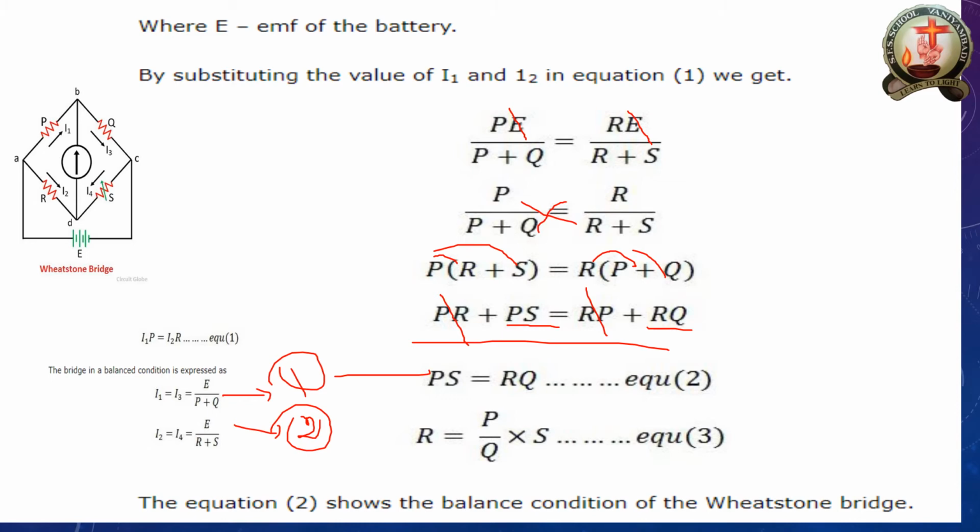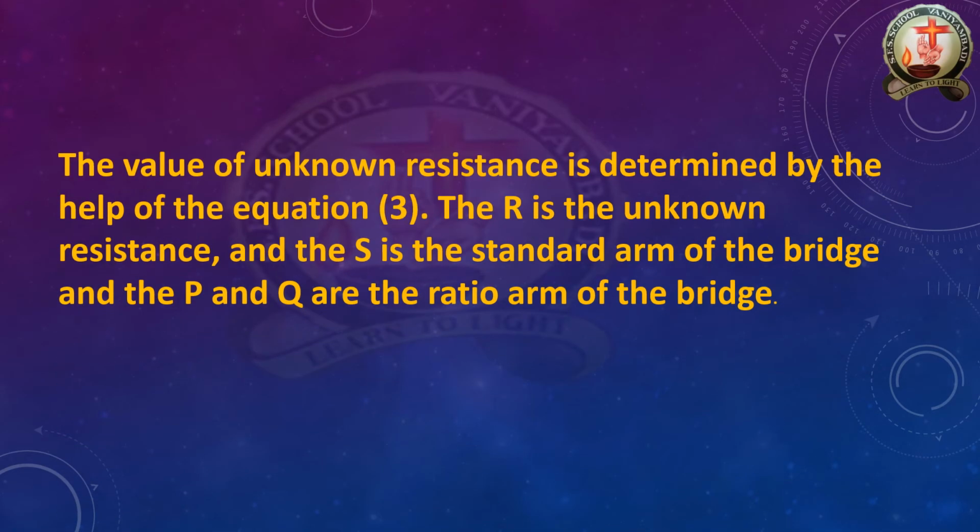So R is an unknown resistance. With the help of three known resistances, we are going to find out R very easily. So equation number 2 is the balanced condition. Equation number 3 is the unbalanced condition, which applies only when we are passing current through. This is the normal condition, so the value of the unknown resistance is determined by equation number 3. R is the unknown resistance and S is the standard arm of the bridge. Standard arm of the bridge means we know the value of S, and P and Q is the ratio arm of the bridge.